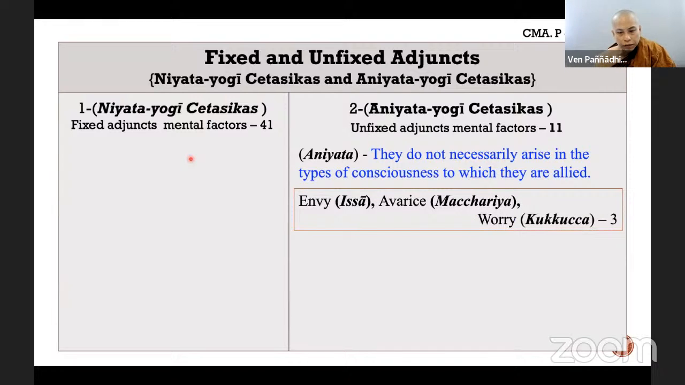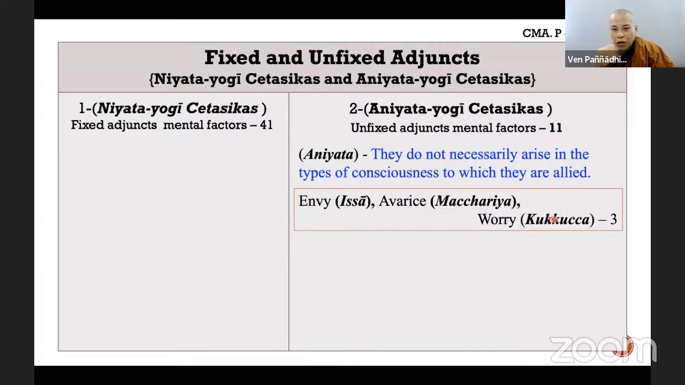Okay, let's see how we can classify the 52 mental factors into two types, Niyata, fixed, and Aniyata, unfixed. The number is 41 for Niyata and 11 for Aniyata. So if you count Aniyata 11, you get the 41. So let's count the Aniyata 11. What are the unfixed mental factors? Aniyata means they do not necessarily arise in the types of consciousness to which they are aligned. So they can arise together, but they do not necessarily arise. The first group is Issa, Macchariya, Kukkucca, three mental factors.